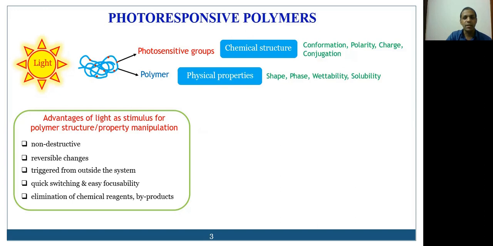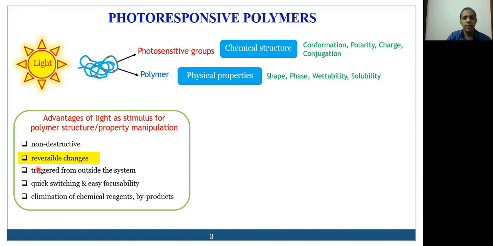Now, there are several advantages to using light as a stimulus for structure property manipulation. First is that it is a non-destructive method, unlike, say, chemical or thermal or mechanical stimulus. Secondly, and this is particularly useful, is that many photoresponsive effects are reversible changes. That is, a change in structure brought about by one wavelength of light can often be reversed by another wavelength of light, because these changes are based on electronic band transitions or excitations by absorbing or emitting energy.